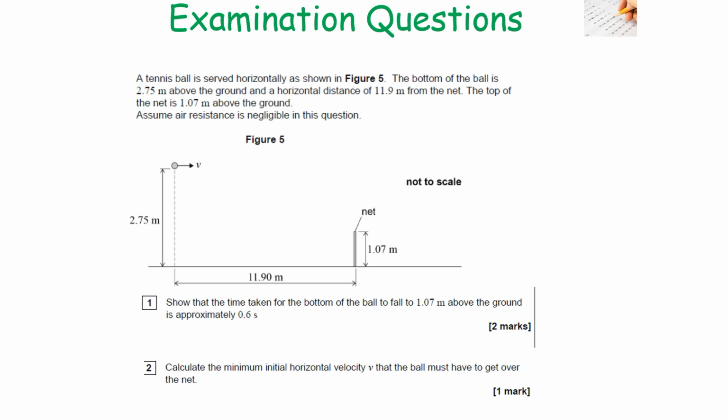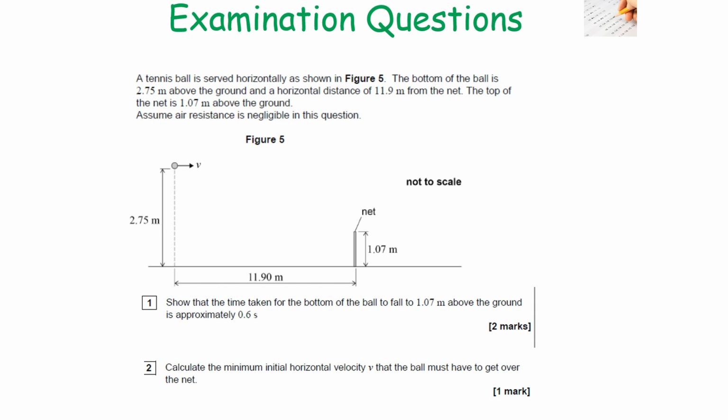So what we can do is say s is equal to ut plus a half at squared. We know that a is going to be the acceleration due to gravity because it's falling downwards, so a is going to be 9.8. And we know that s, the displacement, is the difference in the height to fall to the ground, so it's 1.07 meters. You can see that it's working through from 2.75 to 1.07. You can work out your difference as the distance to fall.